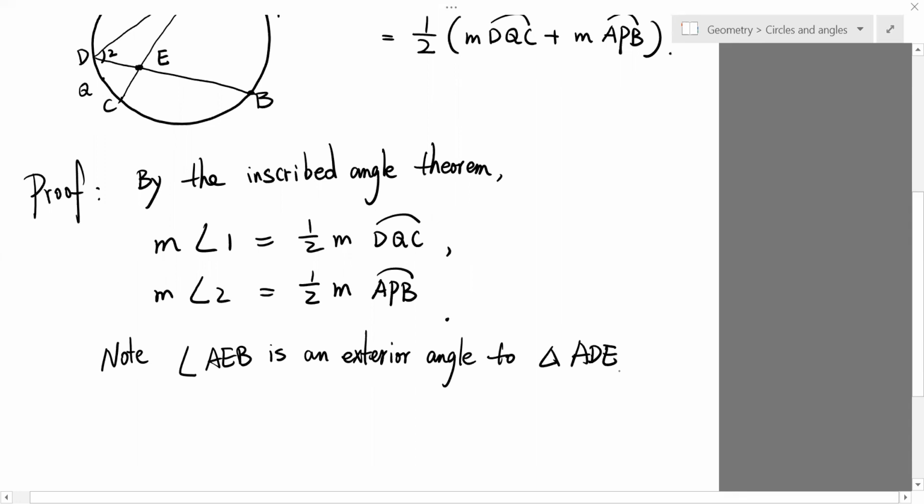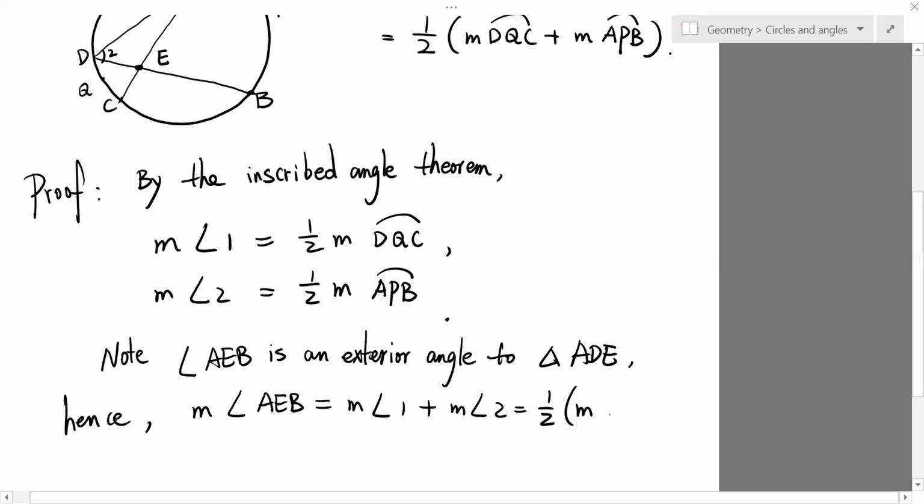Hence, the measure of AEB is in fact the sum of the measure of angle 1 and the measure of angle 2, which is precisely the sum of the measure of those two arcs. And this completes the proof of this theorem.